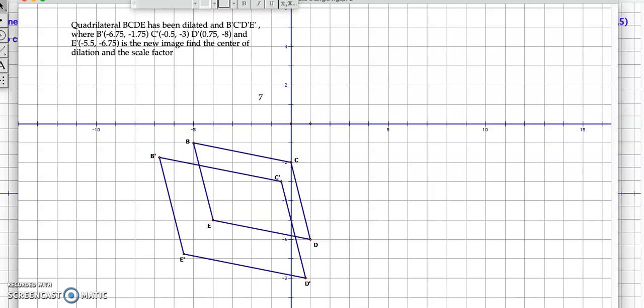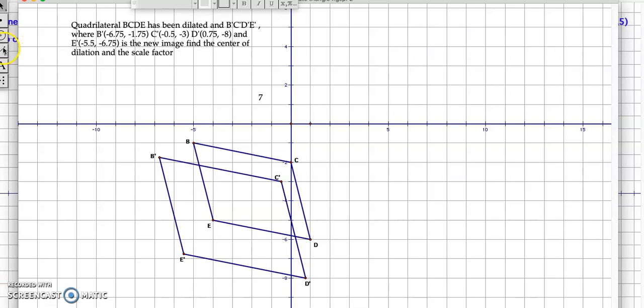Hi, everybody. So we just finished a problem where we learned how to dilate a triangle, and now we want to find out what happens when a shape has already been dilated and what we do to find the center of dilation and then to find out what the scale factor is going to be.